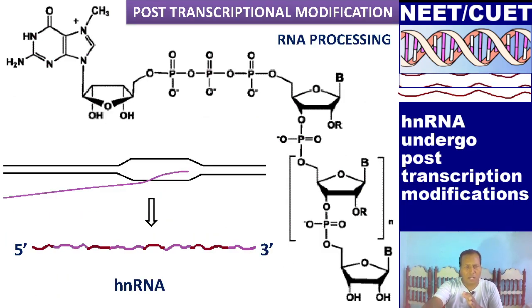So all these three modifications occur after transcription is completed. So this was all about post-transcriptional modification. Post-transcriptional modification occurs only in eukaryotic organisms but not in prokaryotic cells.